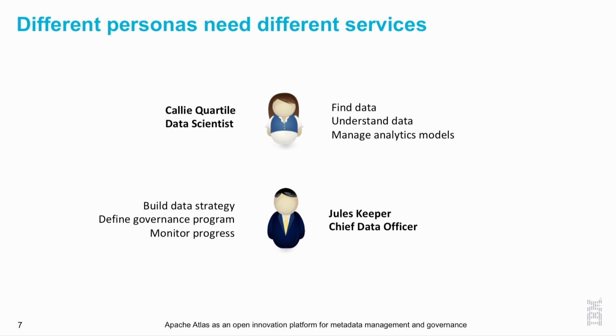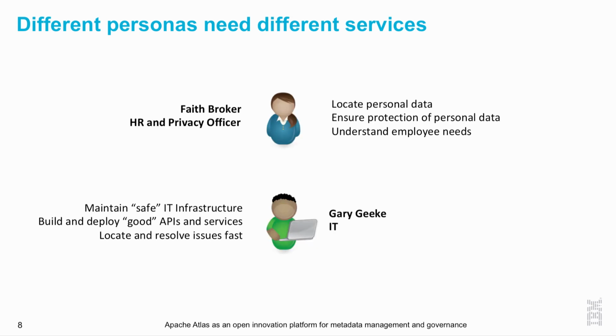So Callie, she's the data scientist. She wants to find data, understand it, and build analytic models. That's her role. Jules Keeper, he's the chief data officer in this scenario. He wants to build a data strategy and a governance program. Here we have Faith Broker. She is the HR and privacy officer. She's very interested in understanding where personal data is located and ensuring it's properly protected.